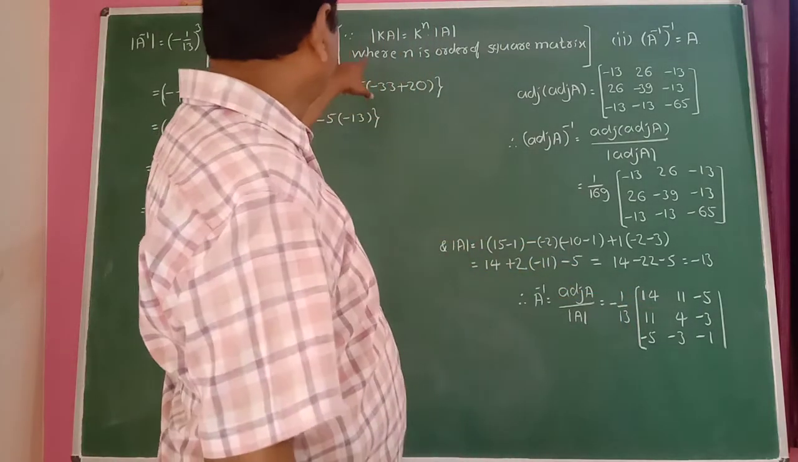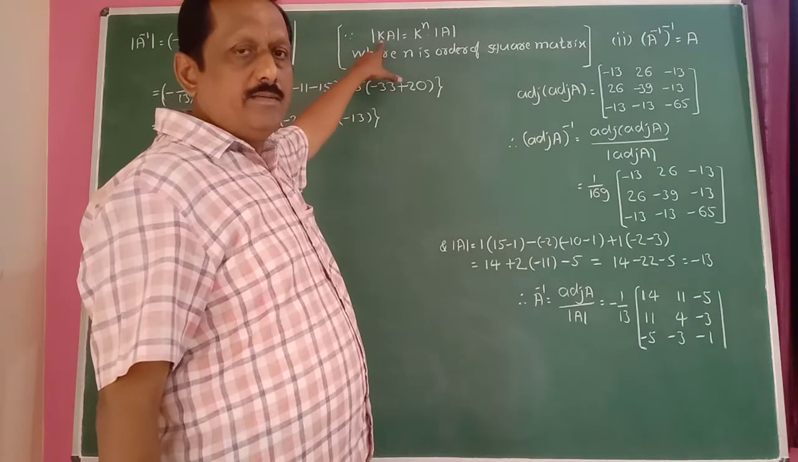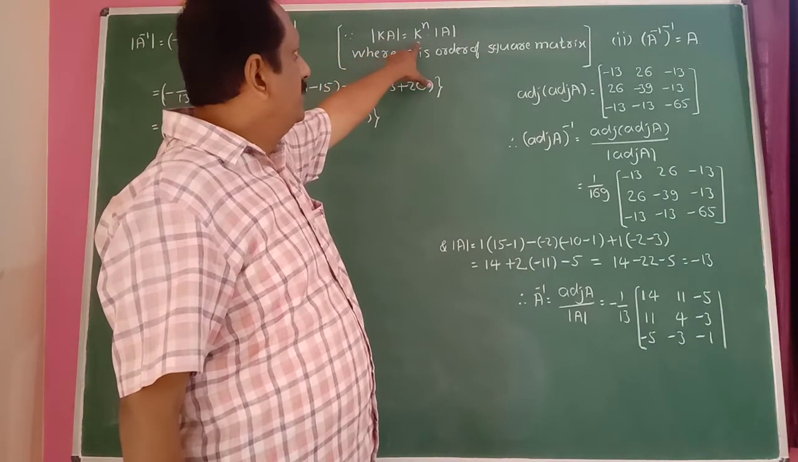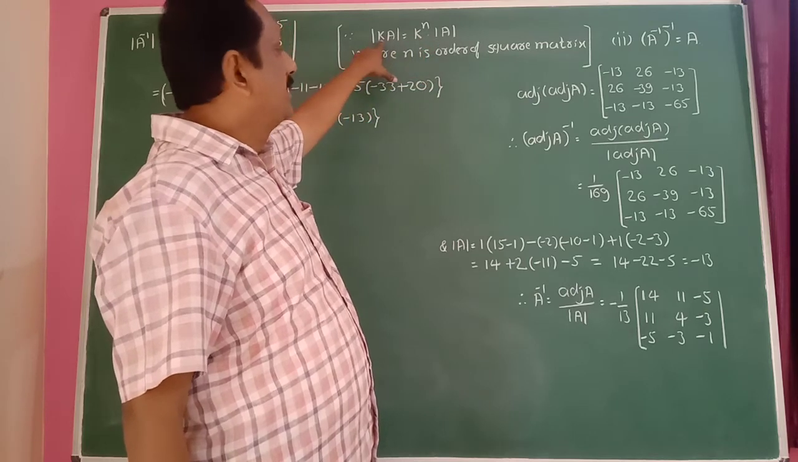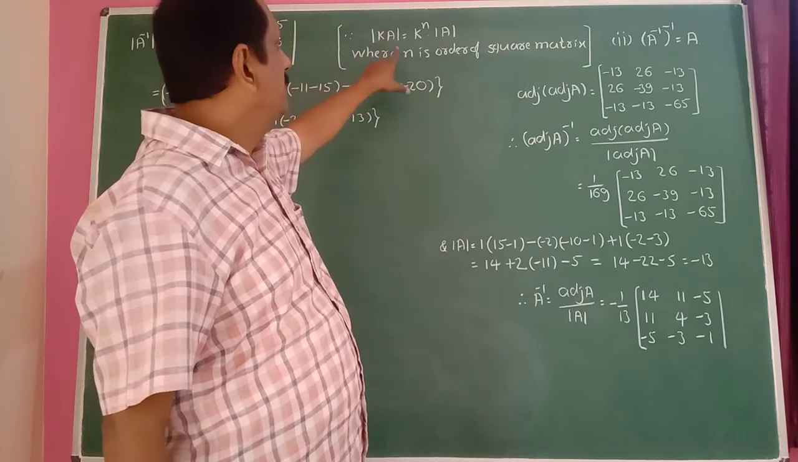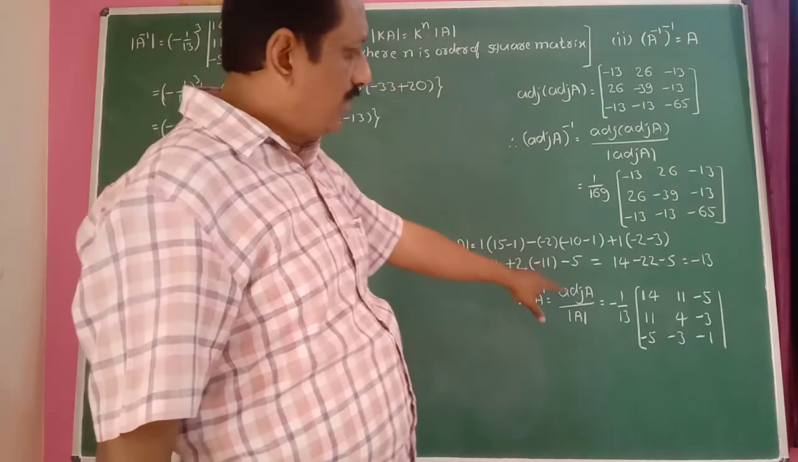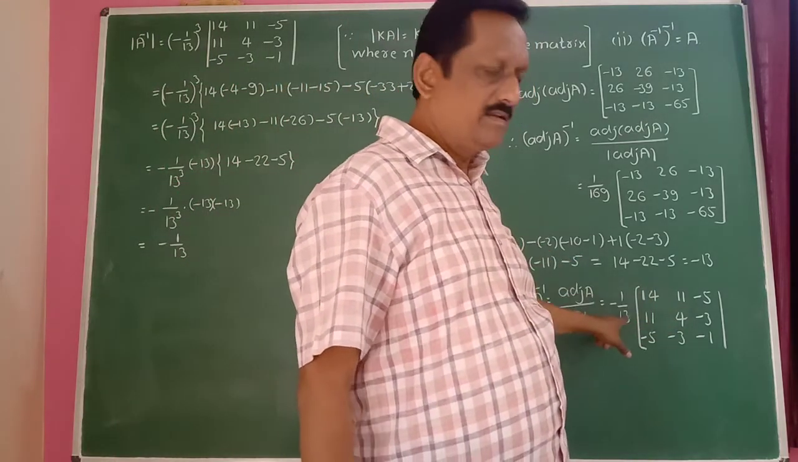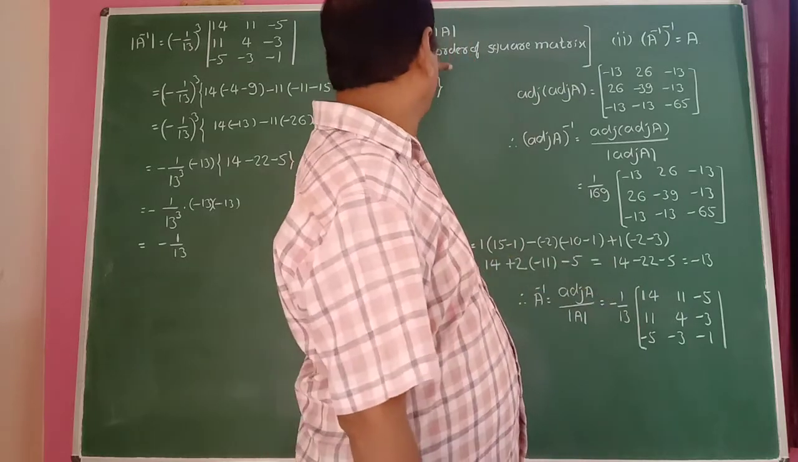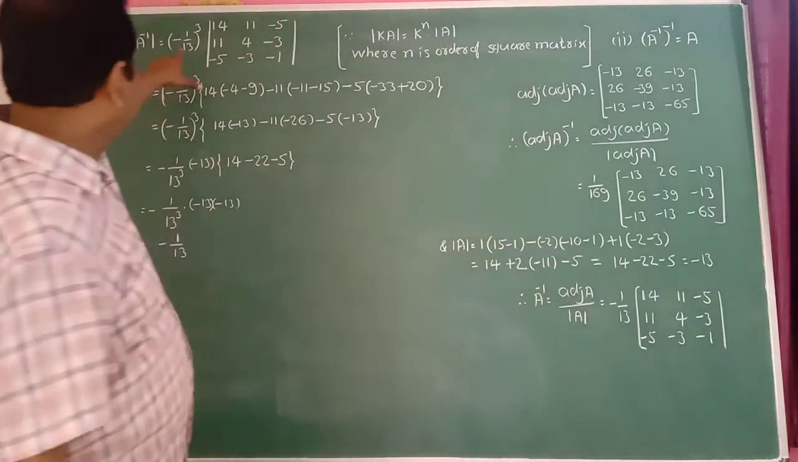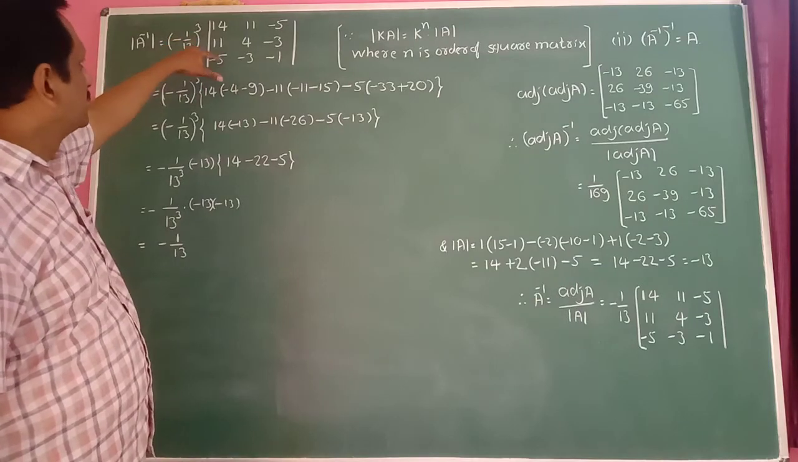Because there is a formula: determinant of K into A is equal to K raised to n into determinant of A, where K is a constant and n is the order of the matrix. Here the order of this matrix is 3, so n is 3 and K is this one. Hence minus 1 by 13 raised to 3 into this determinant.